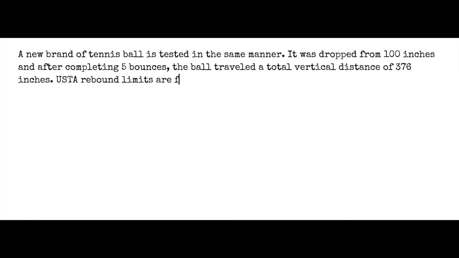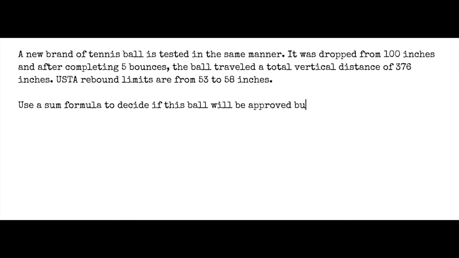A new brand of tennis ball is tested in the same manner. It was dropped from 100 inches, and after completing 5 bounces, the ball traveled a total vertical distance of 376 inches. USTA rebound limits are from 53 inches to 58 inches. Use the sum formula to decide if this ball will be approved by USTA.